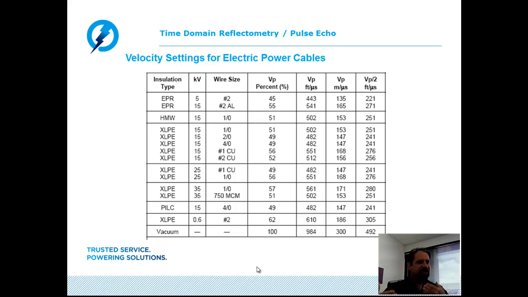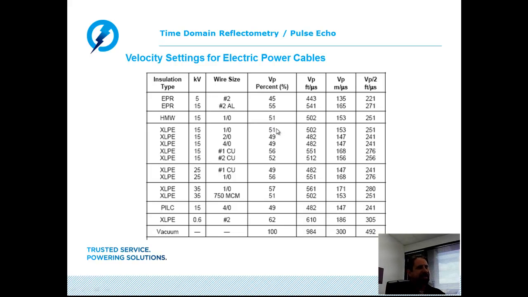Now, in the instruction manuals that come with the test equipment, and also as on-screen help functions in many pieces of test equipment today, the manufacturers provide a reference table of common values for different cable types. The way we see these tables is it first shows us the insulation type. For instance, in this example, a cross-linked polyethylene cable, 15 kV, 1/0 wire size, and a velocity of propagation, or VP, percentage of 51.